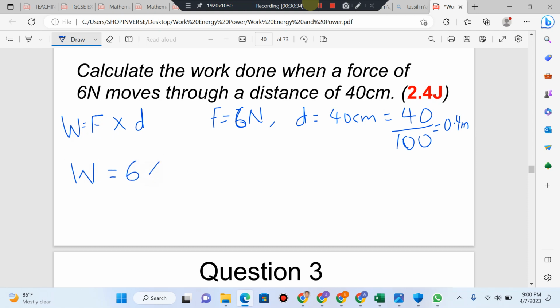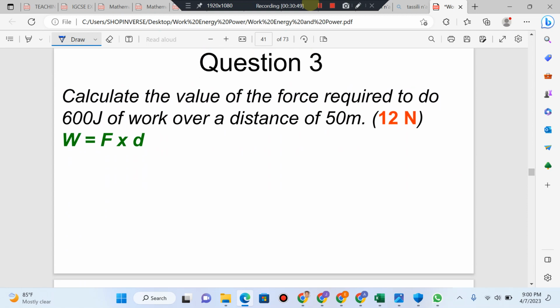So you go back to your formula for work. Work is force, your force is 6, times distance. Your distance is 0.4. 6 multiplied by 0.4 will give you 2.4 joules. That's the work done. Easy, right? Of course it is easy. Now try solving question 3 yourself and check if you get 12 Newton. Pause the video and solve.